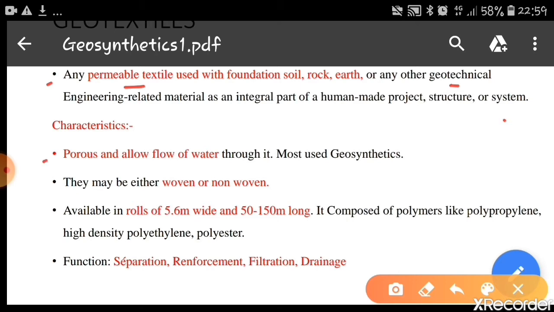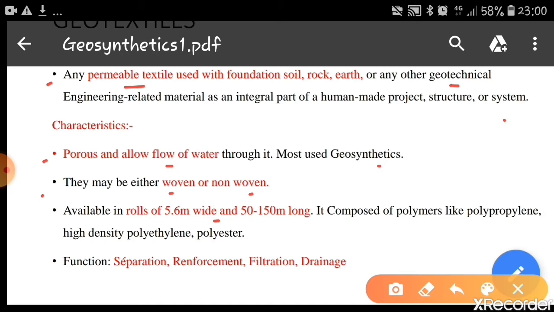Their characteristics are they are porous having minute holes, and because of that they allow the flow of water through them. These are the most used geosynthetics in the field of civil engineering. They are manufactured either woven or non-woven, and they are available in rolls of 5.6 meter width and 50 to 150 meter length. So they are available in rolls.